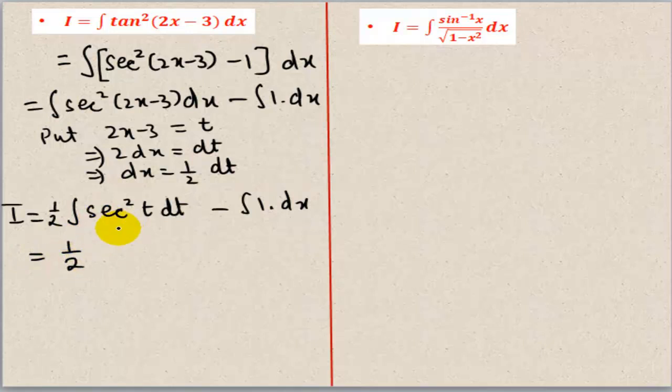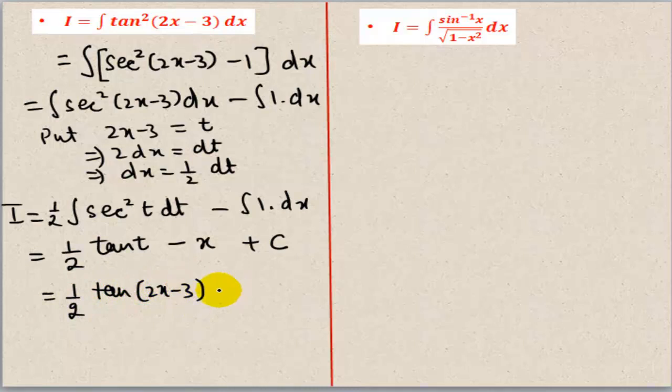Now sec square t will be derivative of tan t. So the integral of sec square t will be tan t. Now moving on to the next part, it is integral of 1 with respect to x. So the integral of 1 will be x plus constant of integration. So here we already have our variable x. Here you need to convert t into x. So we can write it as half tan of 2x minus 3 minus x plus constant of integration.